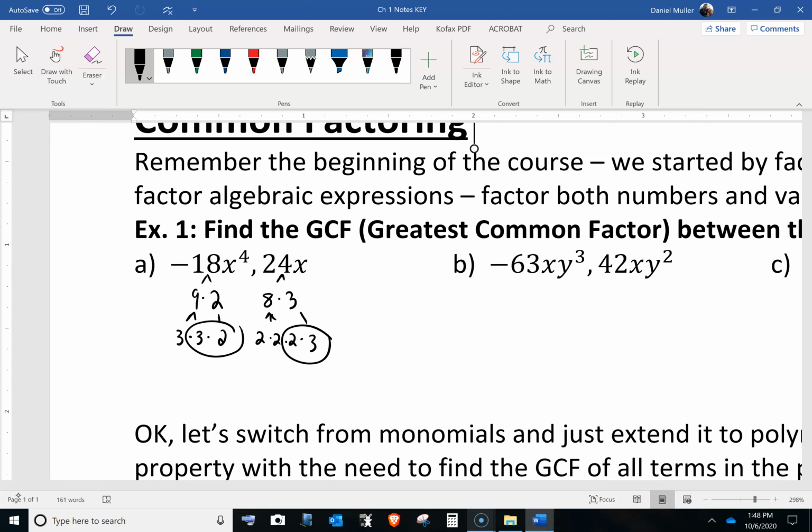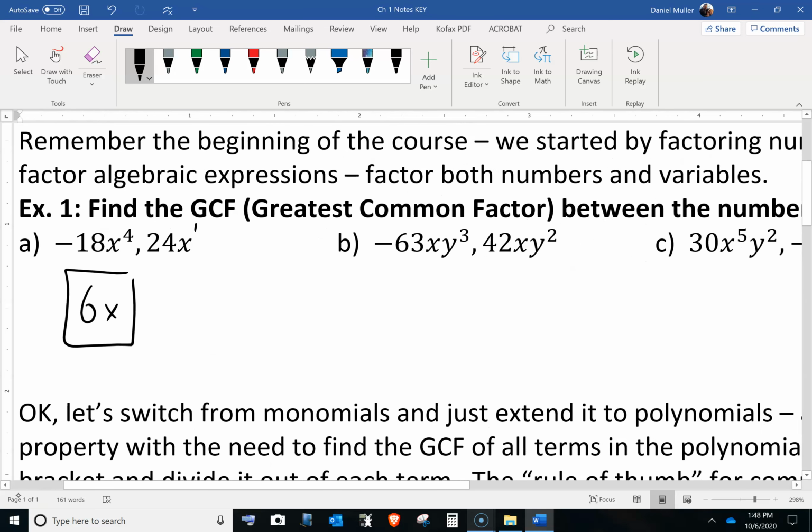So that is one way you could do that, but generally we just look at these things and say what's the biggest number that they can be divided by. So the biggest number is going to be 6, and the biggest variables they have in common, well, this has 1 and this has 4, so they both share at least 1. So we say 6x is the greatest common factor.